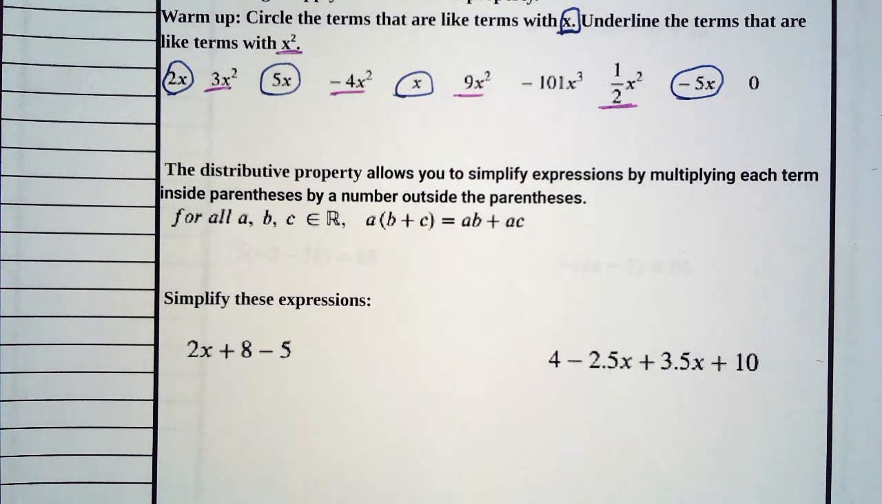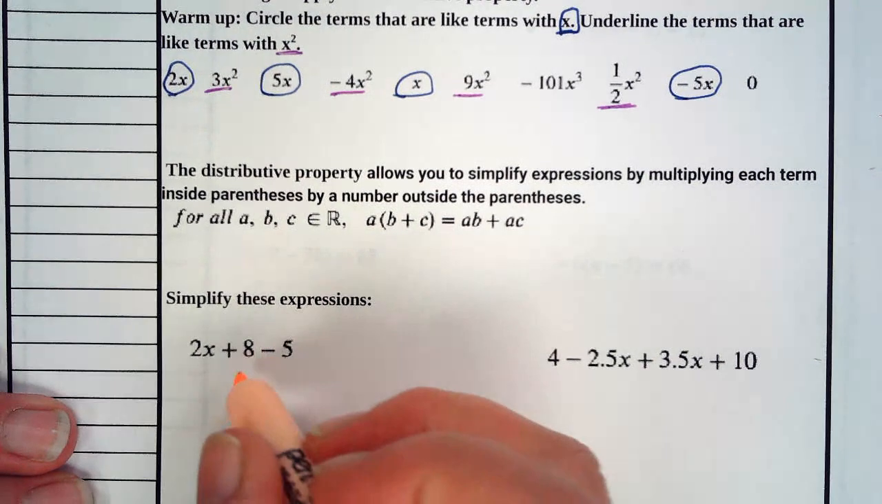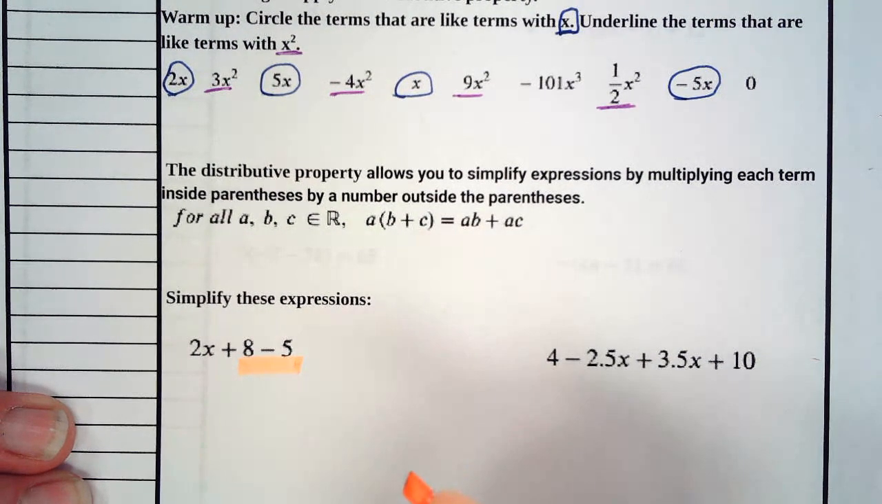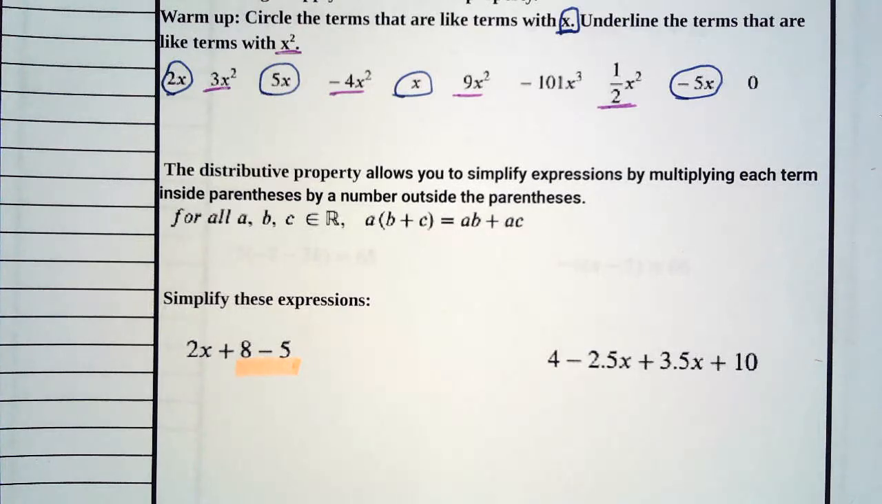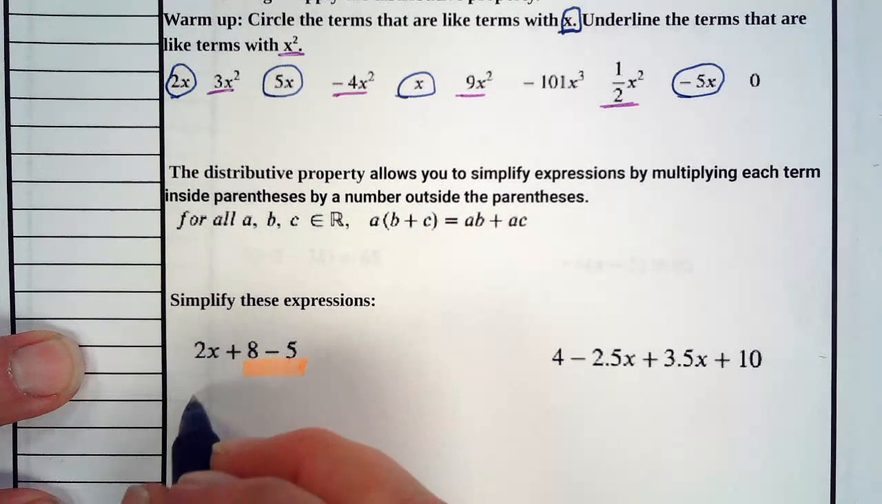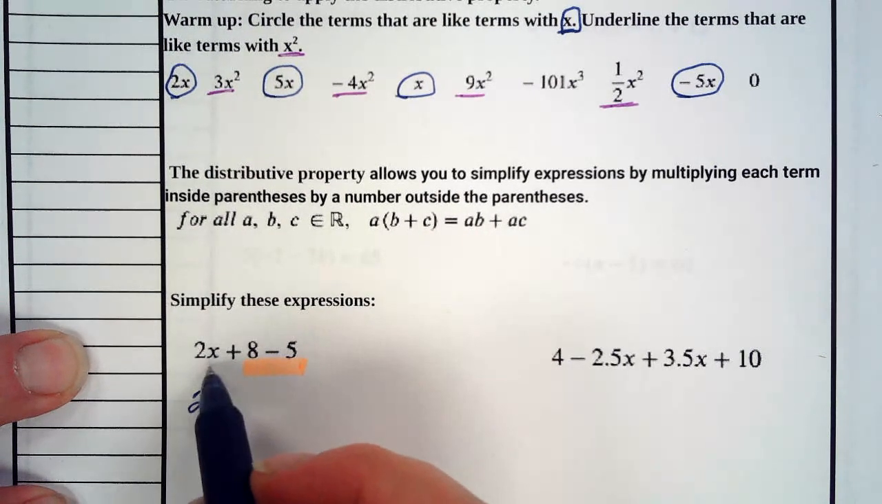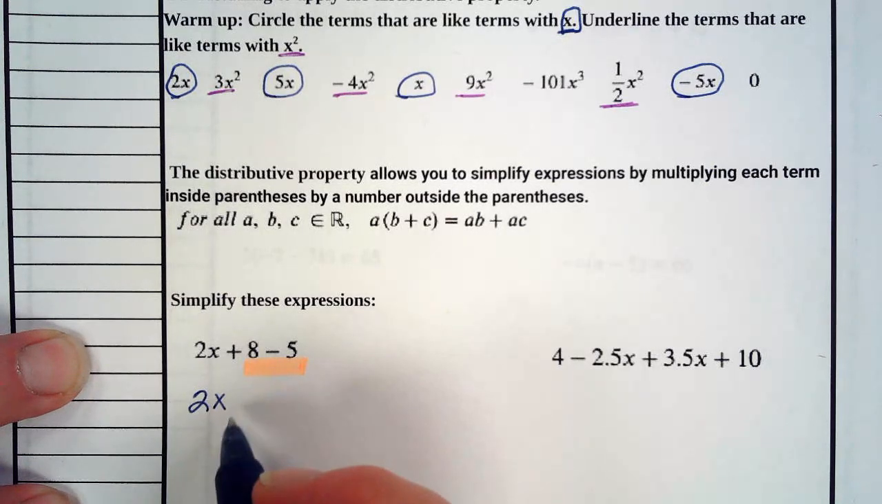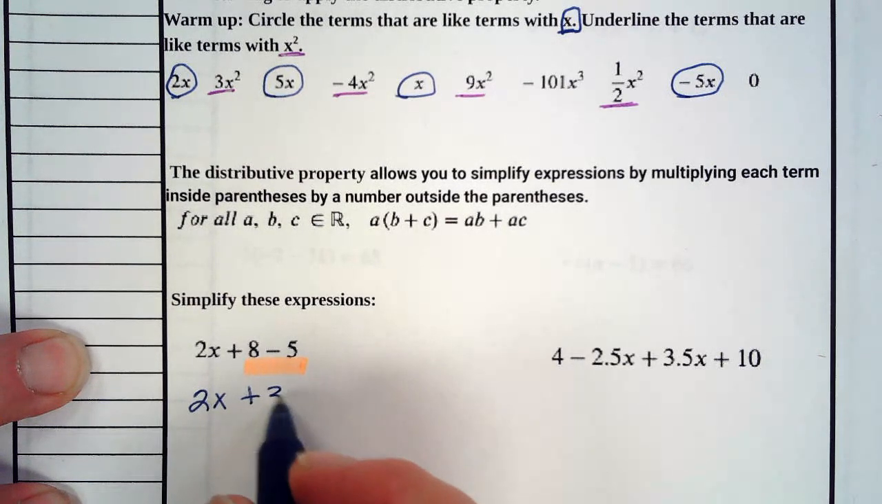We don't have any distributing on this, but we do have to be able to combine like terms. So as I'm looking at the first one, what are my like terms? Well, I've got 8 minus 5. Those are both numbers. They're both constants. I can combine them. So I've got 2x. That doesn't change. 8 minus 5 is 3, so it's 2x plus 3.